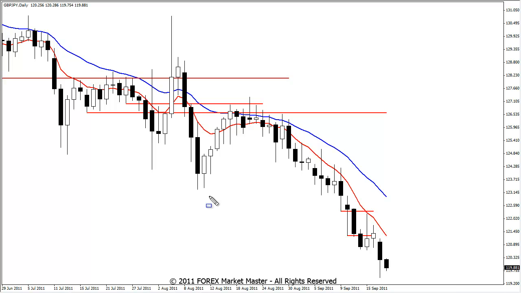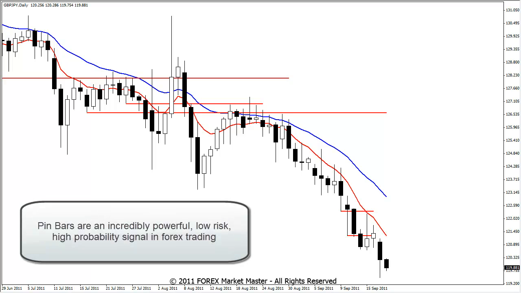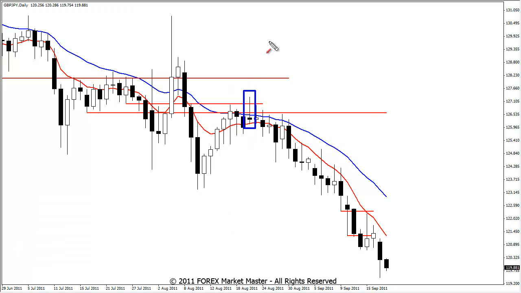Today I want to talk with you about the power of pin bars. Now we have a nice pin bar setup that we want to talk about, and that's this pin bar here. And we want to talk about why, in this location, this pin bar is such a good entry signal.